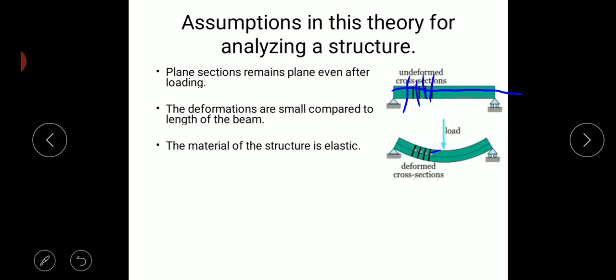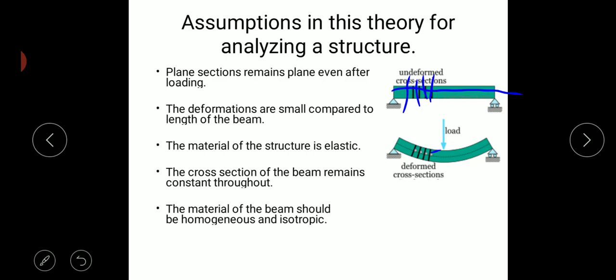The next important assumption is that the material of the structure should be elastic in nature. If the material is elastic in nature, the deformation is small enough. The next important assumption is that the cross section of the beam remains constant throughout. It will have the same cross section throughout the member, that is, a symmetric, uniform cross section.